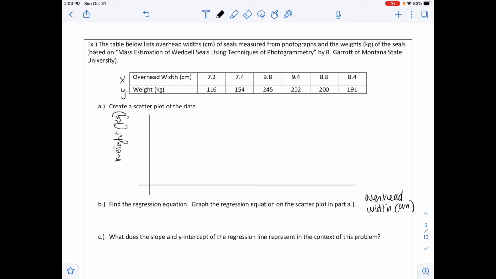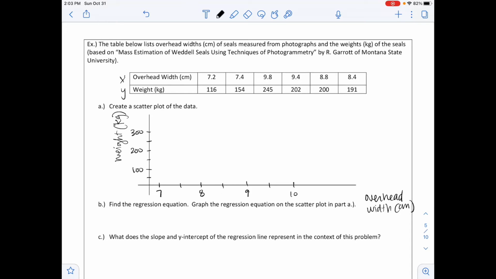And so if you look at the weights, the values that we have are between 116 and the highest value that we have is 245. So I'm going to go ahead and count by 50s on here. So 50, 100, 150, 200, 250, 300. And then we have for our overhead widths, the smallest value that we have is 7.2, and then the largest value we have is 9.8. So I'm going to go ahead and start this at 7, and we'll say 7.5, 8, 8.5, 9, and then 9.5, 10.